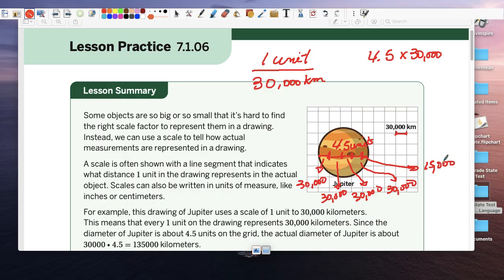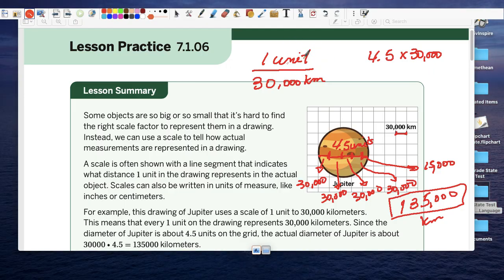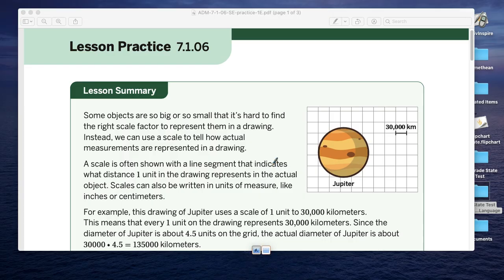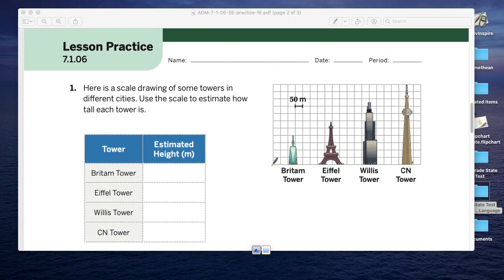15,000. So you can either do it that way and add 30 plus 30 plus 30 plus 30, which is 120, plus 15, 135,000 kilometers. So it's 4.5 units this way on the grid, which in real life is equivalent to 135,000 kilometers. Or you could have just multiplied 4.5 times 30,000. So it's the ratio of the distance on your map to the actual distance in real life.